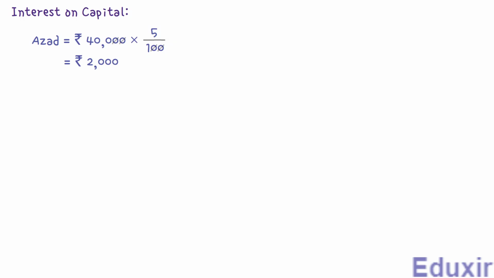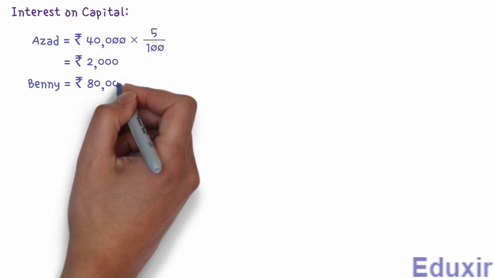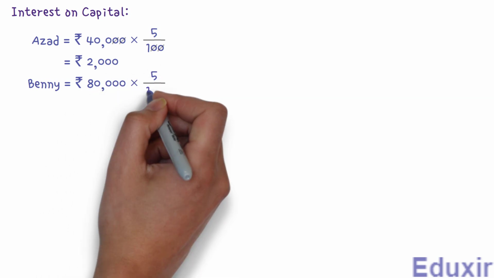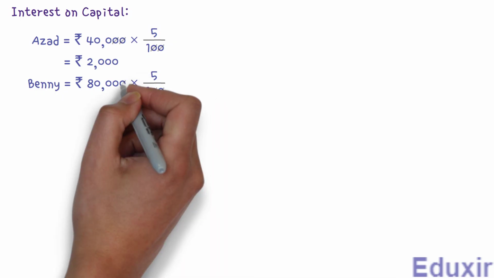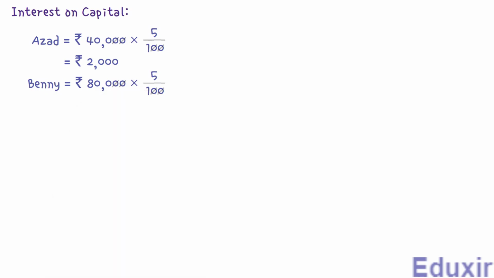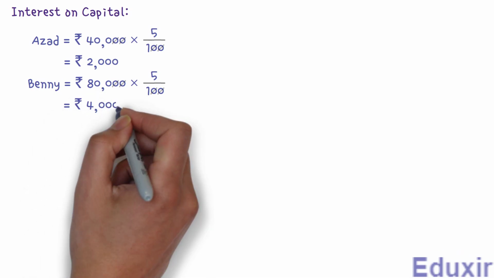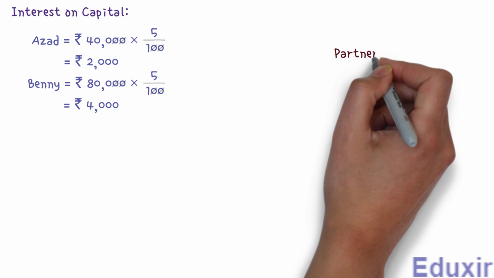Now, the interest on partner Benny's capital is equal to his capital amount of 80,000 rupees multiplied with the rate of interest on capital, which is 5 upon 100. Let's cancel both the zeros in 100 for 2 zeros in 80,000 rupees. Now, if we multiply the remaining 800 rupees and 5, we get 4,000 rupees. This is the interest on partner Benny's capital. As this is interest on capital, we should post this on the credit side of the partner's current account.